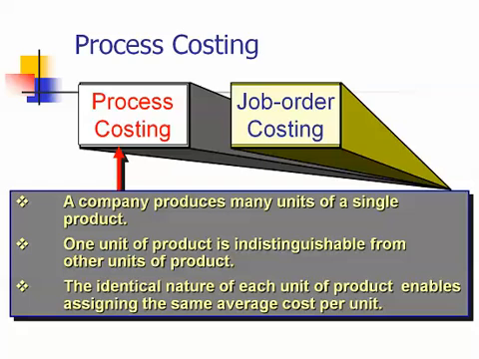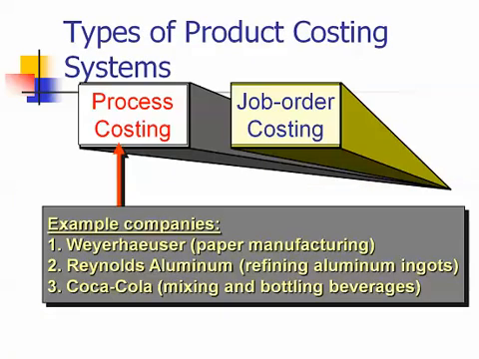And because the units of output are identical, the company will probably calculate an average cost per unit. An example of a company that may consider a process costing system is Weyerhaeuser, a manufacturer of paper products. When we think of paper manufacturing, we generally think about the continuous production of a single roll of paper that may eventually be cut into sizes needed by customers. Other companies that would benefit from process costing systems are Reynolds Aluminum and Coca-Cola.